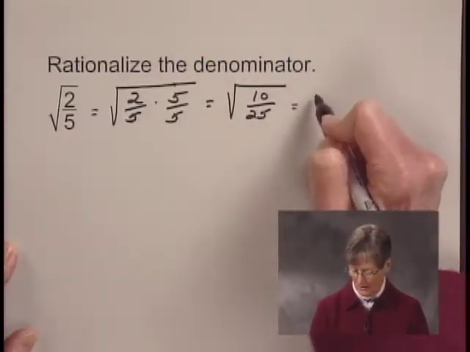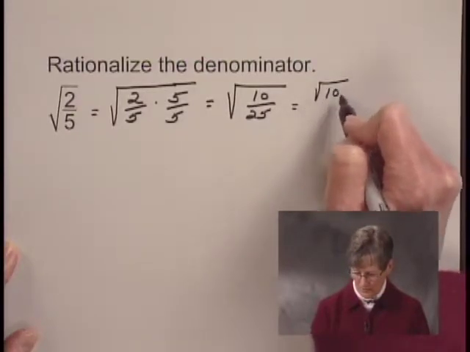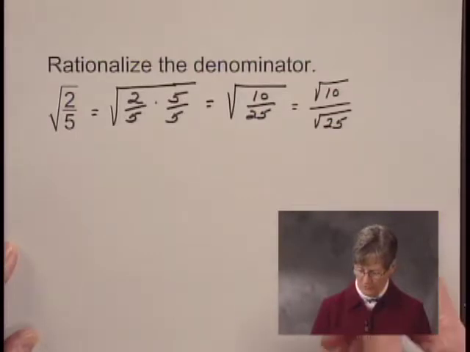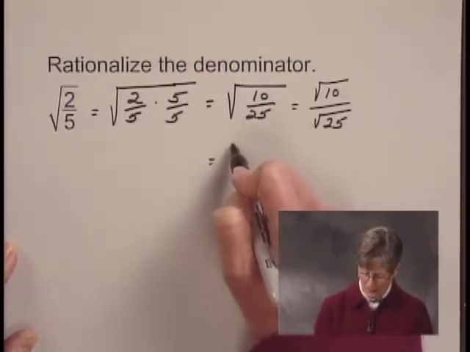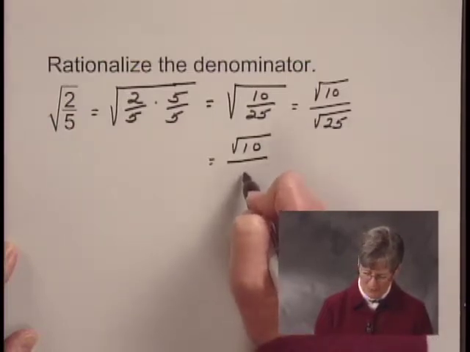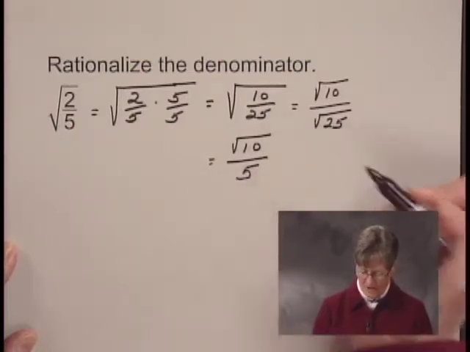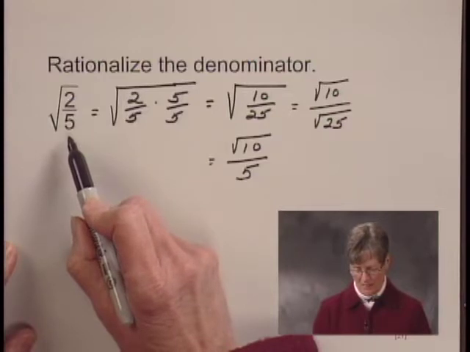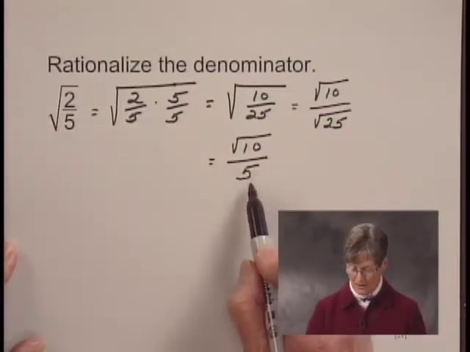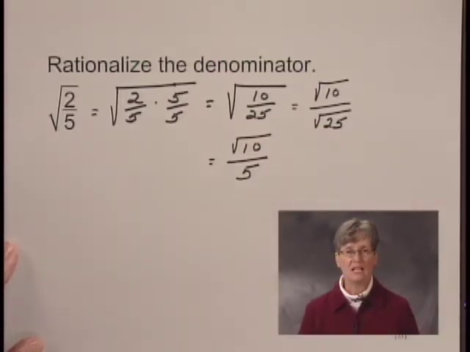And I can write this as a quotient of square roots, the square root of 10 over the square root of 25. And the square root of 10 I can't simplify any further, but the square root of 25 is a perfect square. It's 5. So I have rationalized the denominator. I've written this expression without a radical in the denominator, and the rationalized form is the square root of 10 over 5.